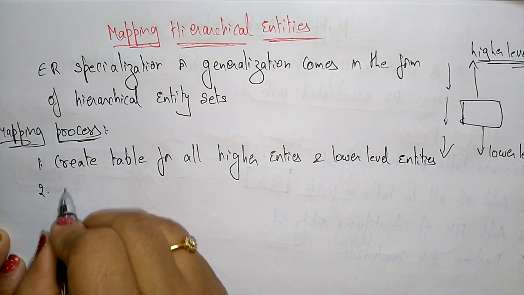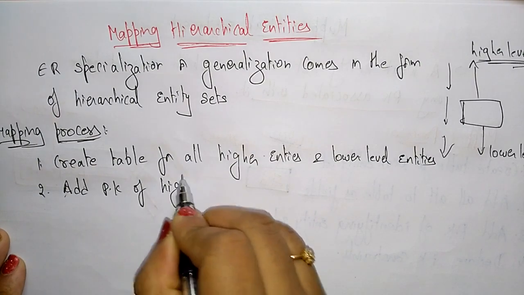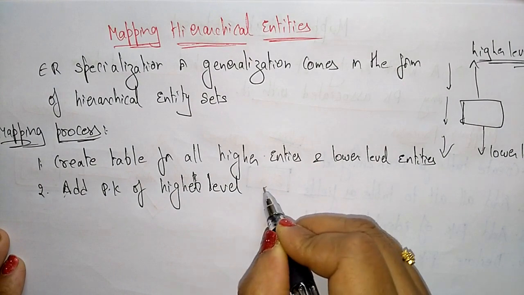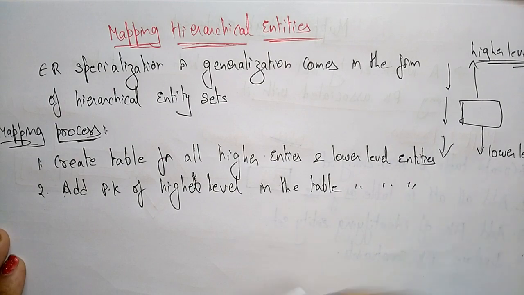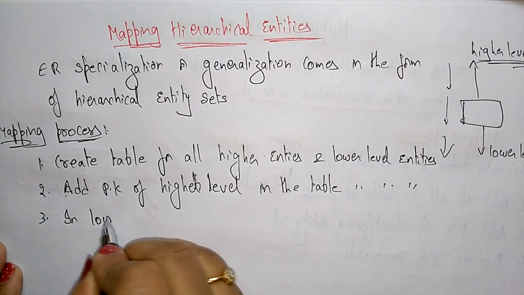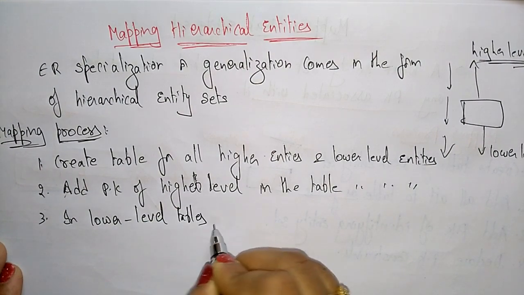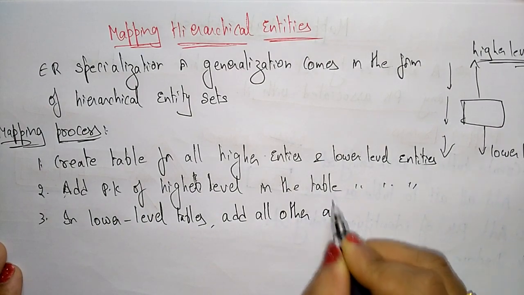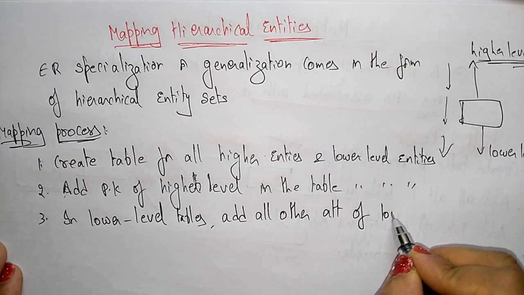Next, second step, add the primary key. If you have the primary key, add the primary key of the higher level entities in the table of lower level entities. Next, third step, in the lower level tables, add all other attributes of the lower level entities.